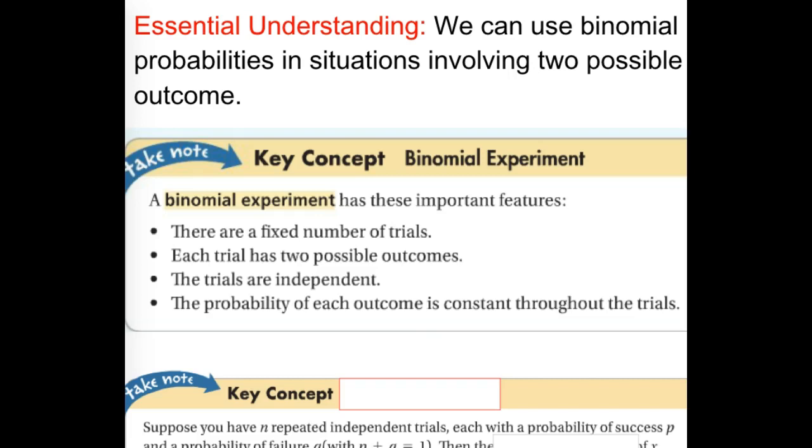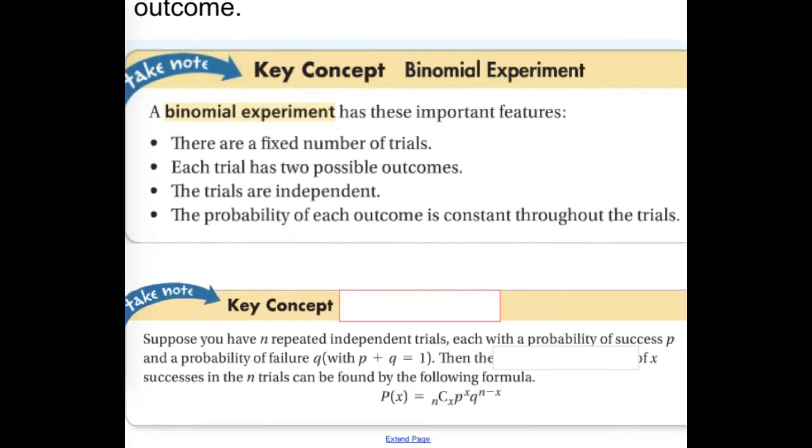So a binomial experiment has these important features. There are a fixed number of trials, so they're going to tell you how many trials the experiment ran. Each trial has two possible outcomes, again, what we call success versus what we call failure. The trials are independent, meaning what happens in the first trial has no effect on what happens in the next trial. And the probability of each outcome is constant throughout. So if I say there's a probability of success of 40%, that means the probability of success on every trial is 40%. It stays constant.